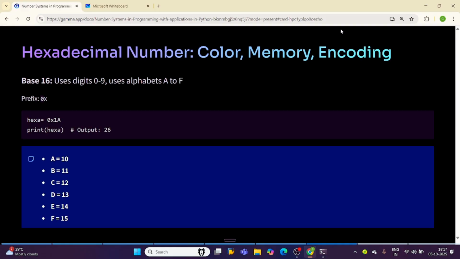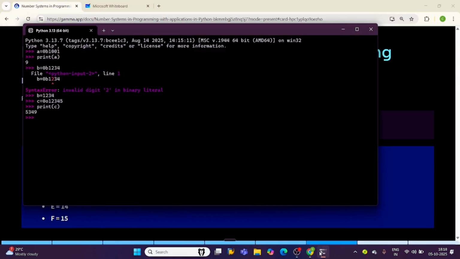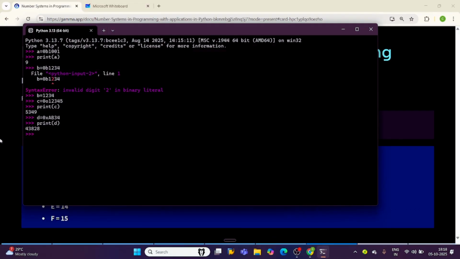Like binary and octal numbers, a hexadecimal number also has a prefix, 0x, and it also gives output in decimal. Let me run it in the Python window. Take D as a number, use 0x as the prefix, and give AB34 in capitals. Then print D, and you will get 43,828 as a result, since it's a decimal number.